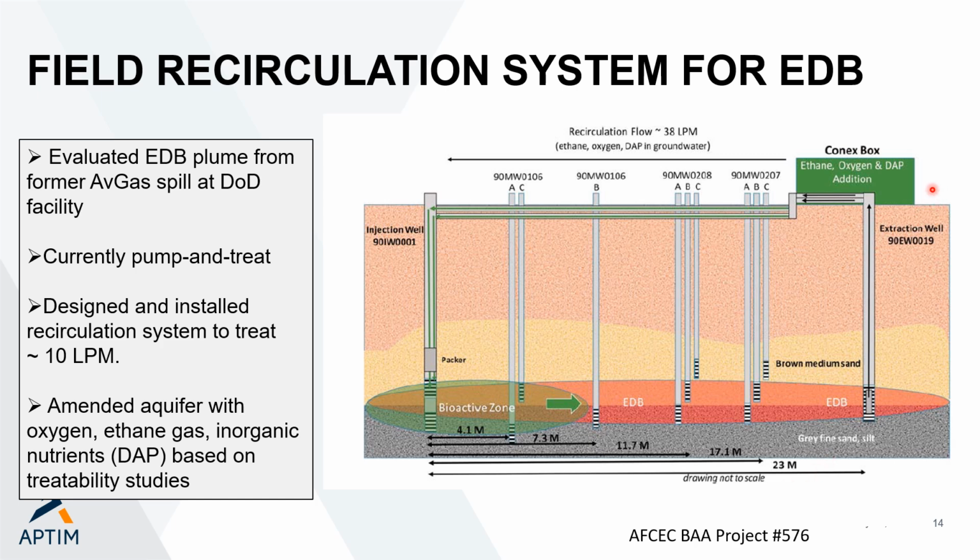So we designed a system where we pumped water from an existing extraction well at about 38 liters per minute. We amended it with ethane, oxygen, and diammonium phosphate as a nutrient, and then re-injected it into the ground. So we created a subsurface bioactive zone in the area where there was EDB, and there was a series of monitoring wells installed between.